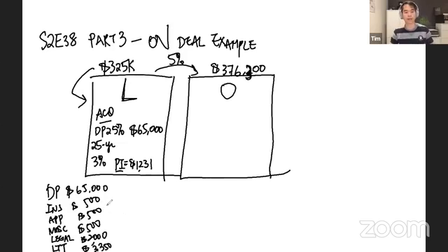So if we were to add it all up, 65,000 plus the 3,500 of all that, plus 3,350 in land transfer tax, what we have is $71,850. Okay, so that's really how much money we have to put into the deal to get into it.